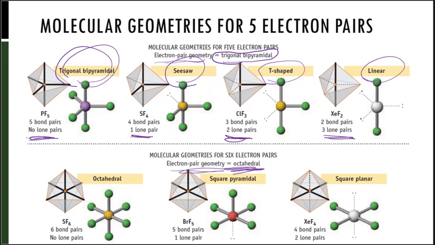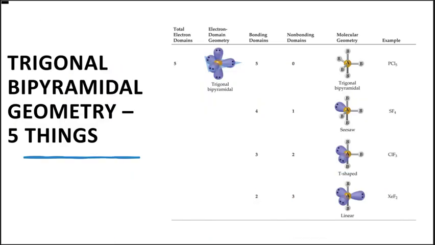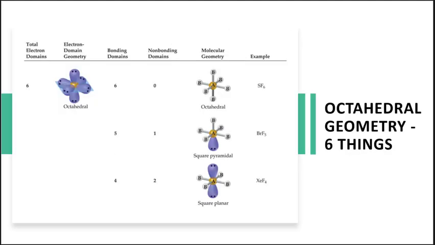If it's octahedral, that means that there's 6 things coming off of that central atom. And if I have 6 things with no lone pairs, this is my octahedral shape. If I have 1 lone pair, it's square pyramidal. And if I have 2 lone pairs, it's square planar. And here's just another tool to help us figure out which molecular geometry it is for 5, and this one is for 6.